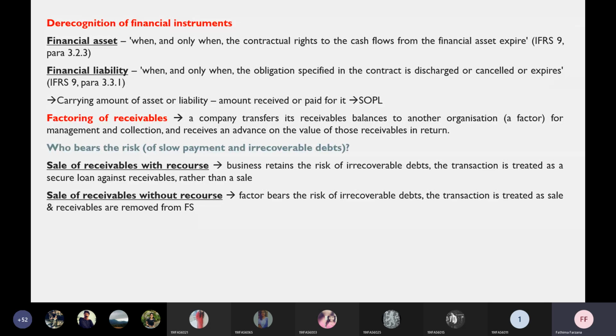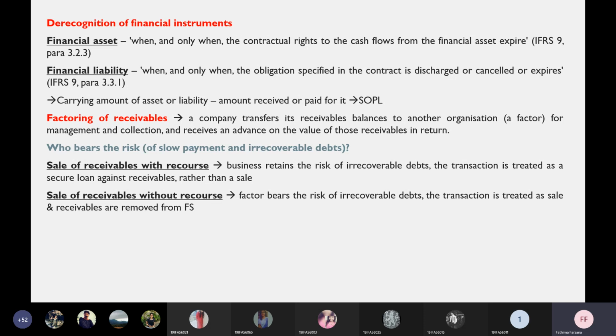So here we have two types. Like how we used to see whether the ownership is transferred or not to recognize the revenue, here also we have to see who is bearing the risk. Based on who is bearing the risk, the holder of the receivable should be identified here. So if you see the first case, sale of receivables with recourse, the business retains the risk of irrecoverable debts. That is, even though I've transferred my receivables to XYZ company, business A holds the risk. If any of them default, I have to bear the risk. So in that case, it is called sale of receivables with recourse.